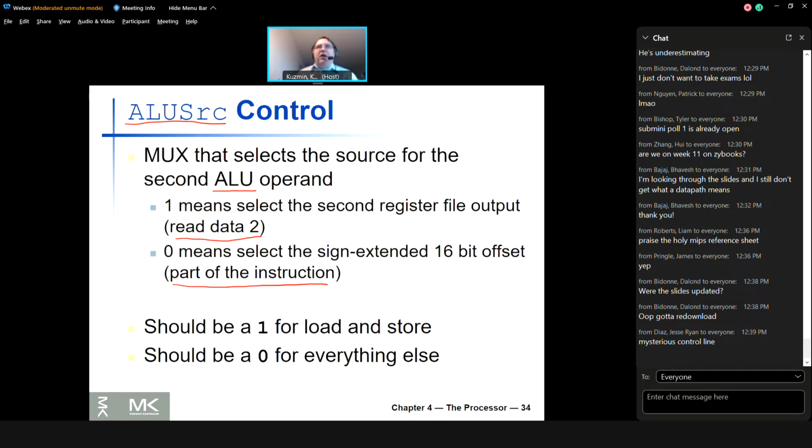Okay, so what are the values of ALU source? Obviously, it's 1 when we need load and store, because in this mode, the data that we read from the register, read data 2, is used as the base address, and then we add the offset to that. So that's why we need that. And so for all other instructions, ALU source is just 0.